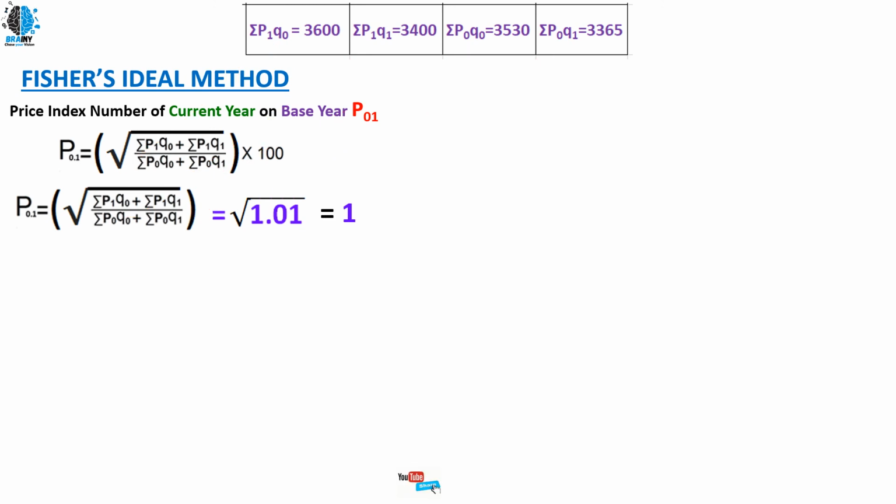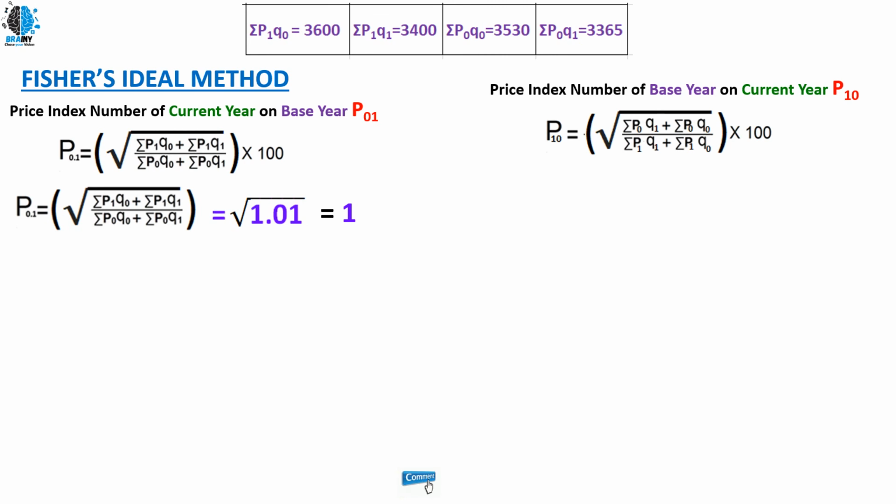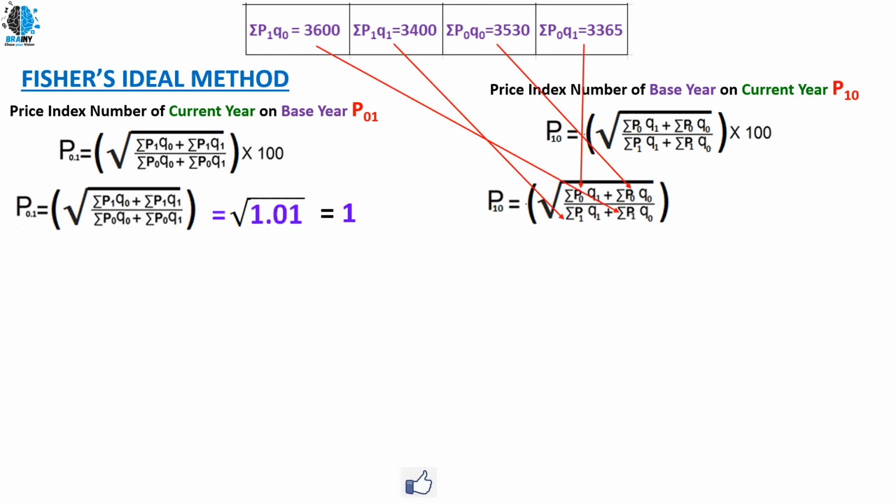So next I'm going to have the price index of base year on current year. The formula will be P10. I'm going to remove the into 100 part here. I'm just going to substitute all the values from the tabulation. After substituting, I will have, within the square root, 0.98. So if I take the square root of 0.98, I will be getting 0.98 only.